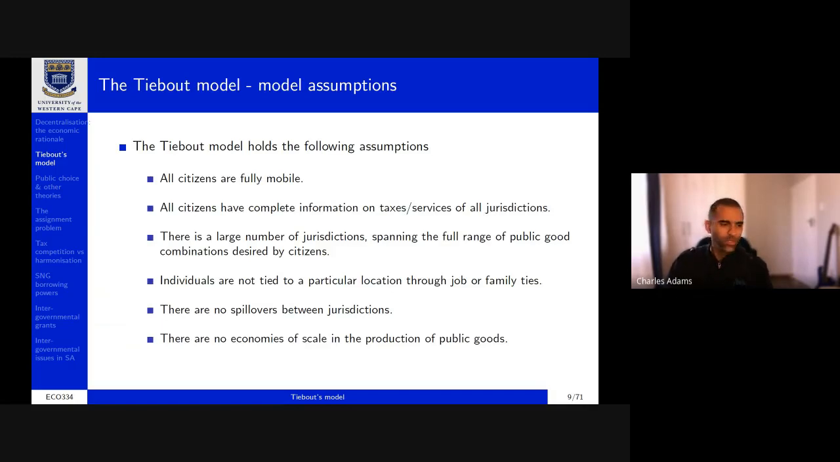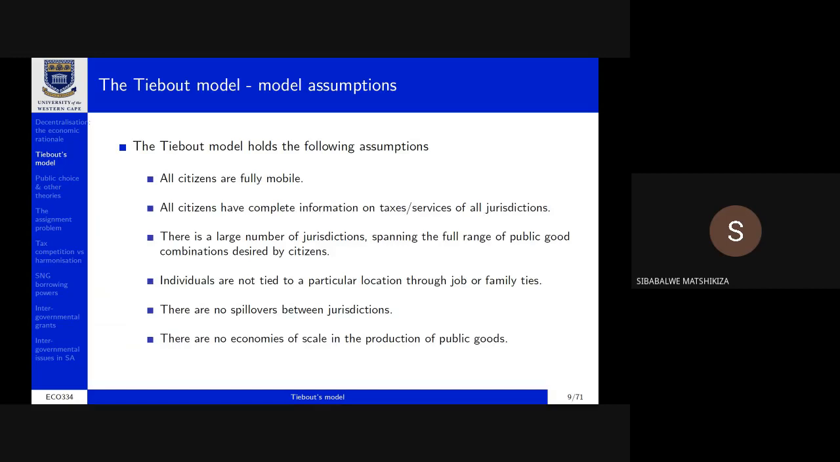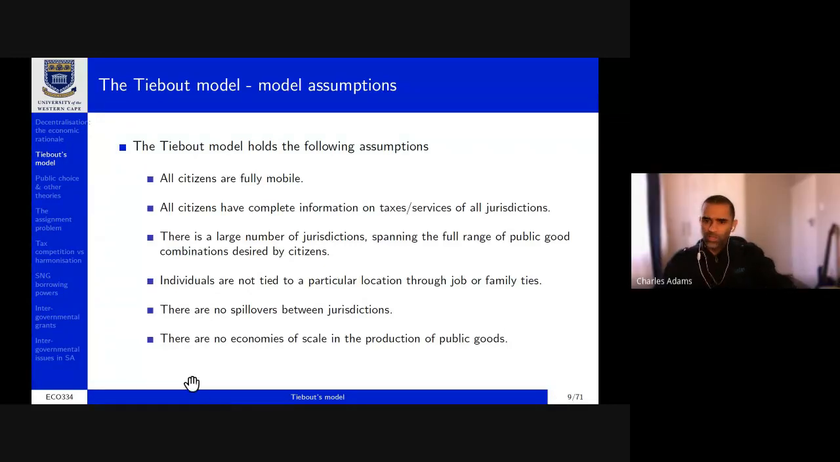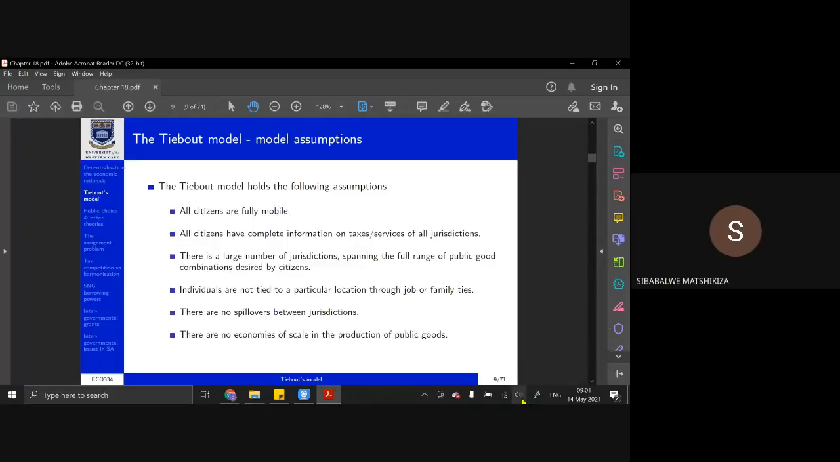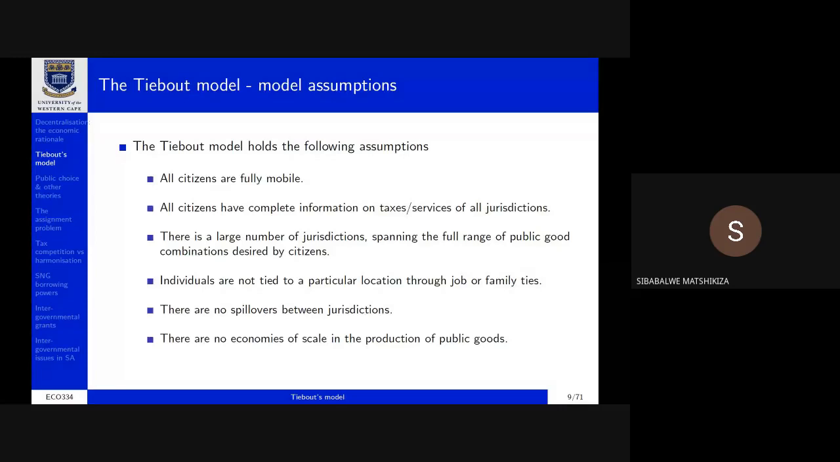Sibabalwe has a hand up. Please go ahead, Sibabalwe. So what exactly is meant by fully mobile? Does that mean like cars, or in which capacity is fully mobile meant? Okay, I see that you are speaking, but I'm not able to hear you for some reason. Can you hear me now, sir? I can hear you. Okay. I was asking, can you please go into detail about what is meant by fully mobile? Do they mean as in cars, or in what capacity is that meant?